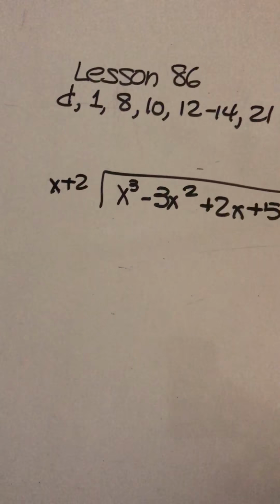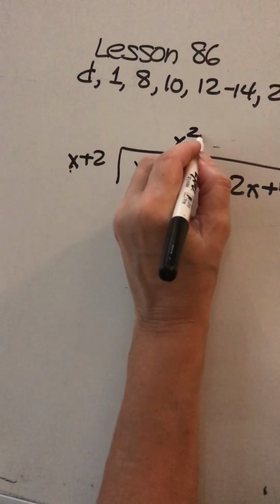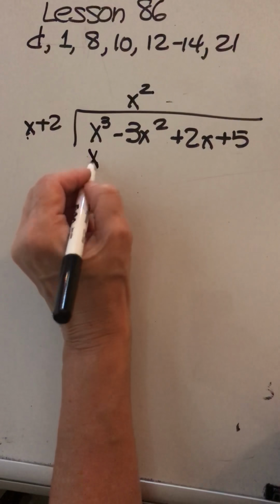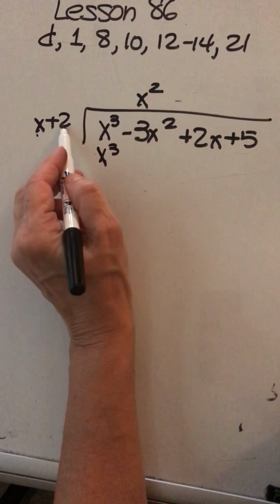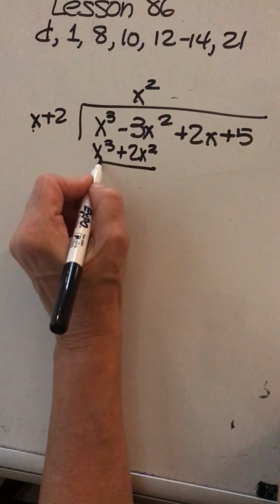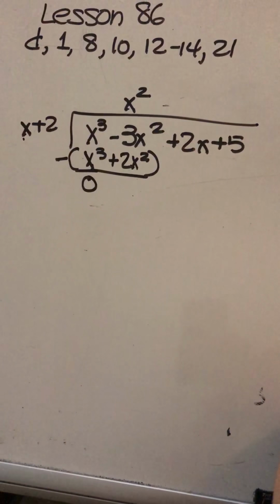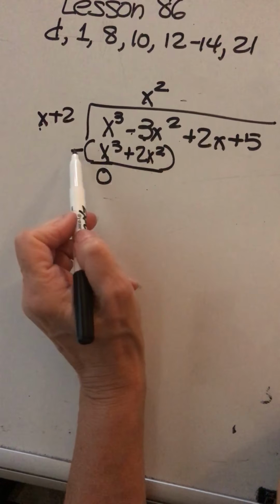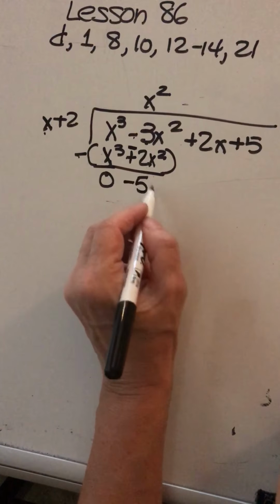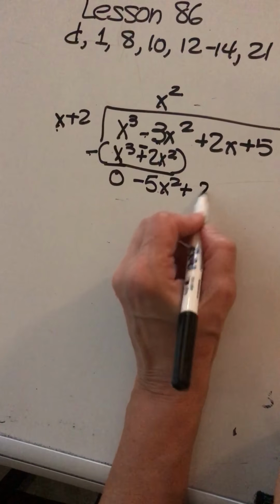All right, first thing I do is I divide. X cubed divided by x is x squared. Then I multiply. X squared times x is x cubed. X squared times positive 2 is plus 2x squared. Then I subtract. I'm left with 0 x cubes. Negative 3 minus a positive is a minus. So here I have negative 5x squared, negative 3 and negative 2. I bring down my 2x.